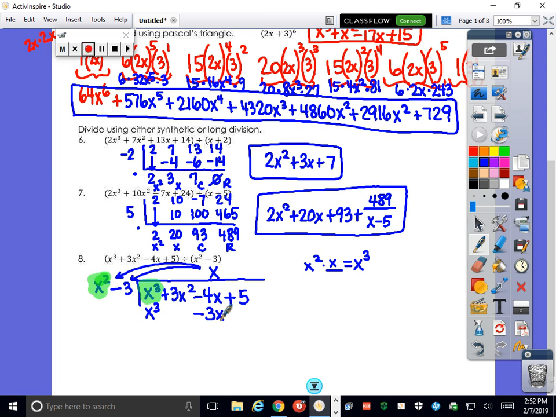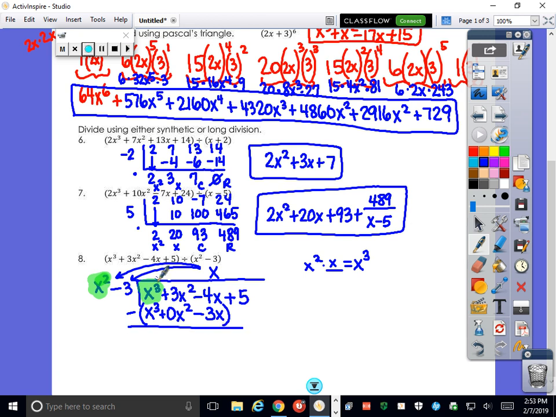I wrote that underneath the x term. So if you write it right next to the x to the third, you're going to add it to the wrong term. So there's actually a placeholder needed right here because there is no x squared term. So make sure that you write that term where it's supposed to be. It's supposed to be with the x's, not with the x squareds.